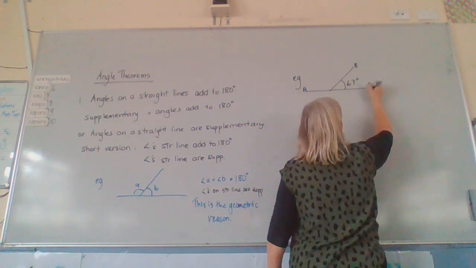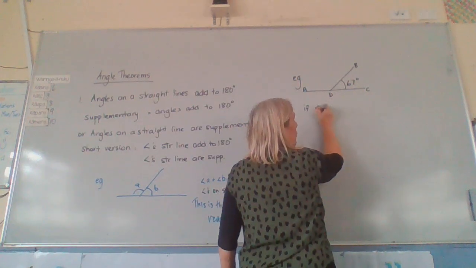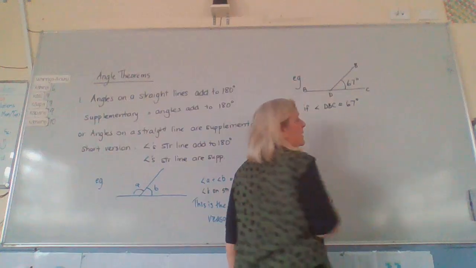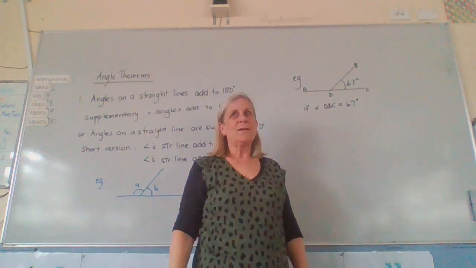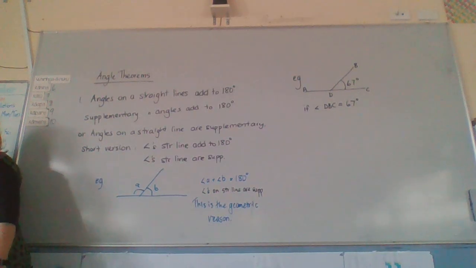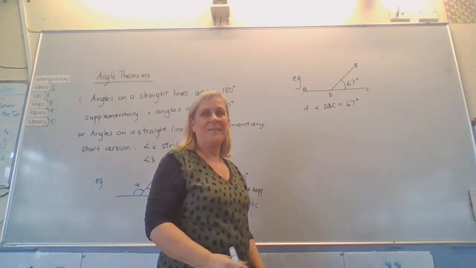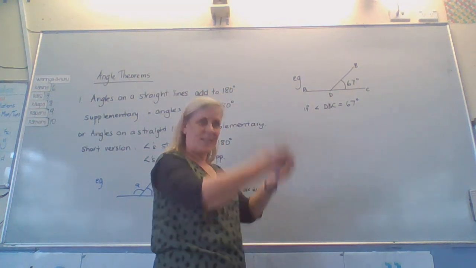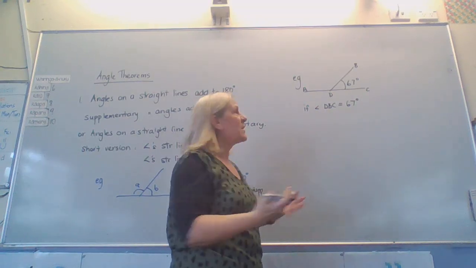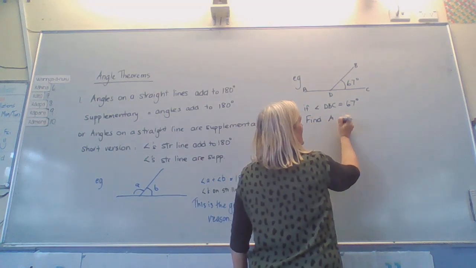We use the other way of naming an angle this time. So if angle DBC equals 67, all right, 67, that was a fluke. But anyway, yay, so glad you all got excited about it. All right, we've done it. It's arrived. Here it is. Let's move on. So, what is angle ADB?